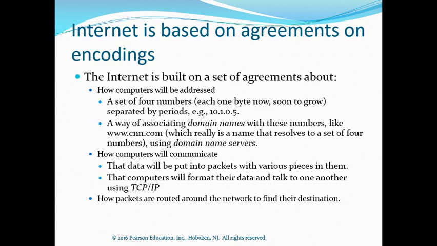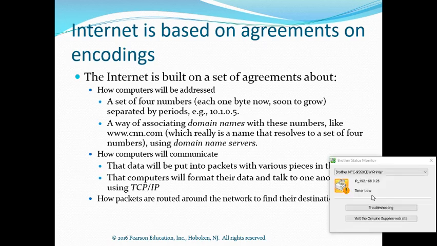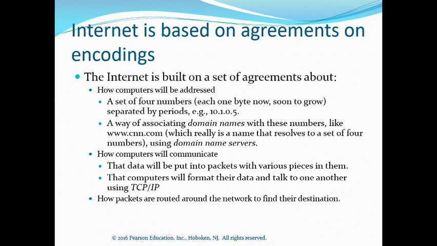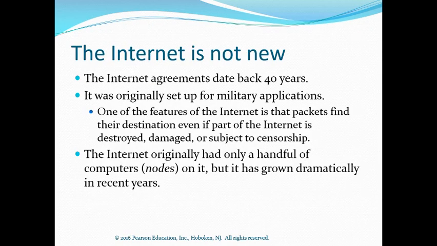Second, how computers will communicate. Data will be put into packets with various pieces in them, and computers will format their data and talk to one another using TCP/IP. Third, how packets are routed around the network to find their destination. So these are the three agreements that are required for the internet to actually function.